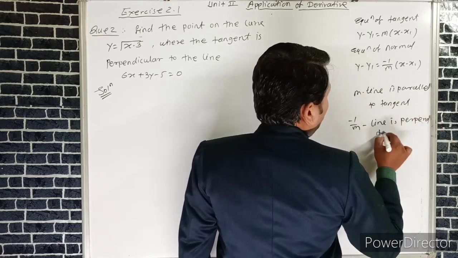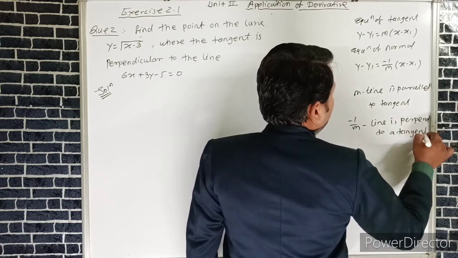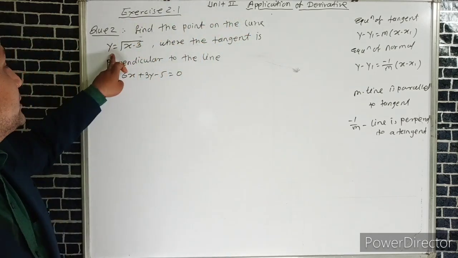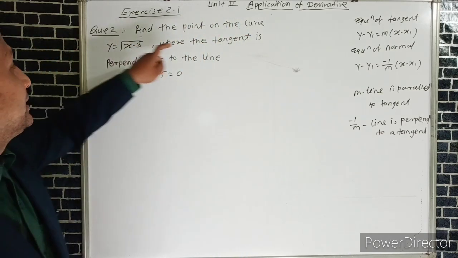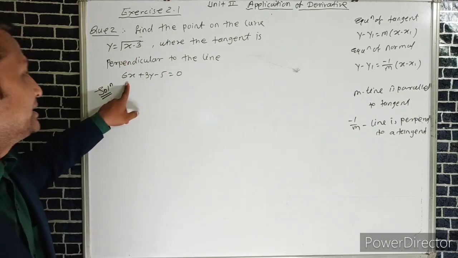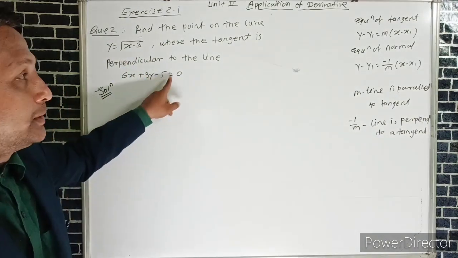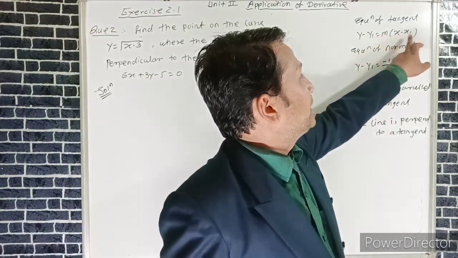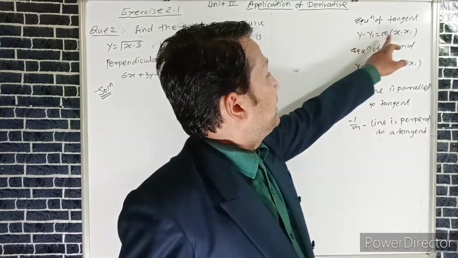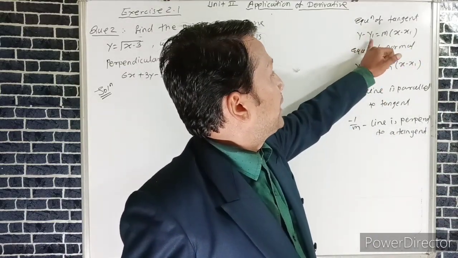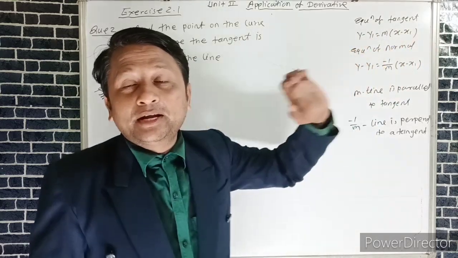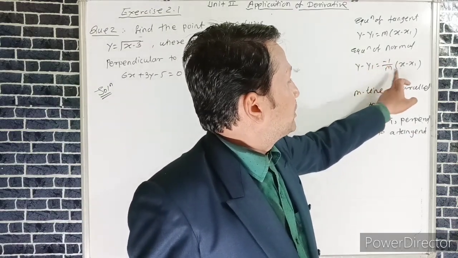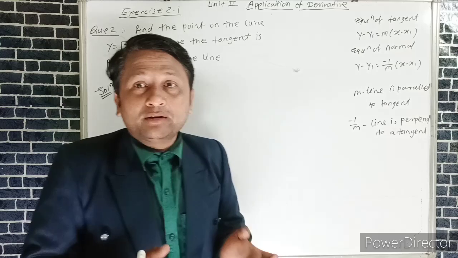So similarly we can find the point on the curve y = under root of x minus 3, where the tangent is perpendicular to the line 6x plus 3y minus 5 = 0. Here we know the equation of tangent is y minus y1 = m(x minus x1). Here y and x are variables of the equation, and (x1, y1) is the coordinate of point P. Similarly, the equation of normal is y minus y1 = -1/m (x minus x1), where (x1, y1) is the coordinate of the point.